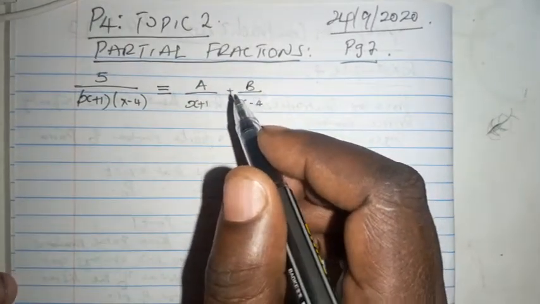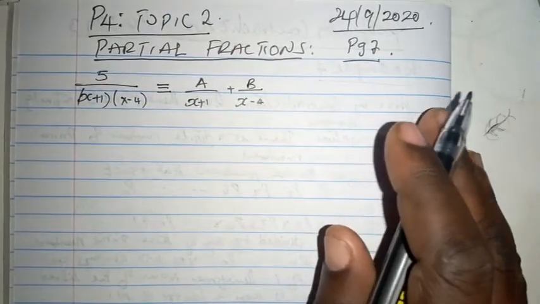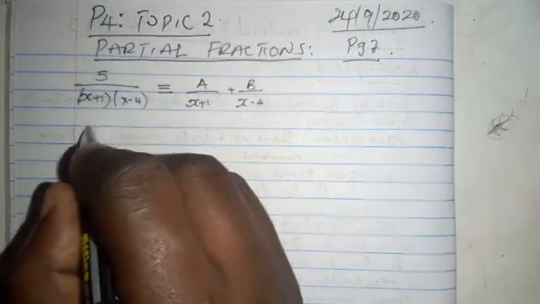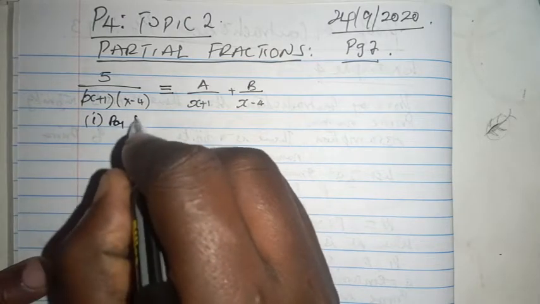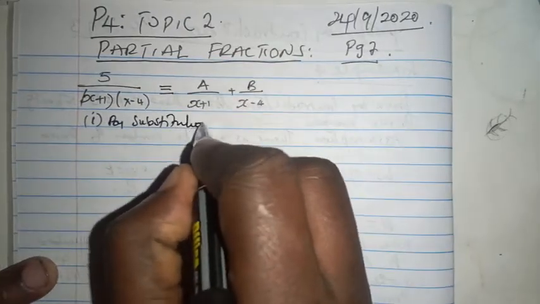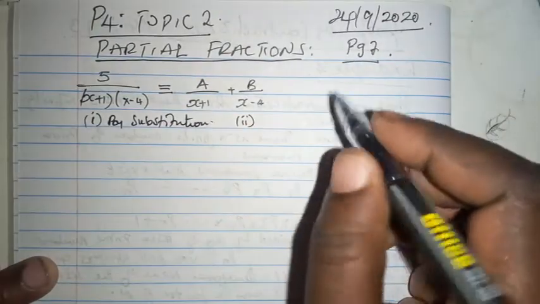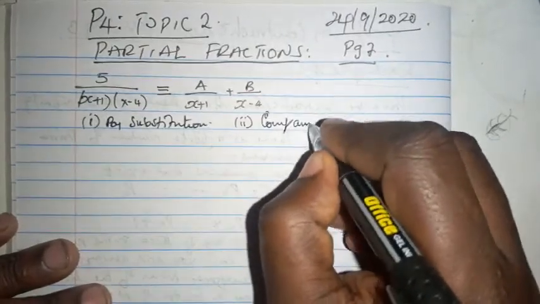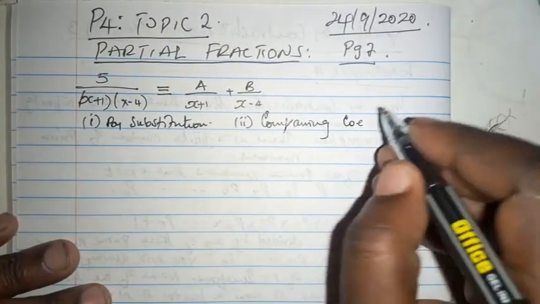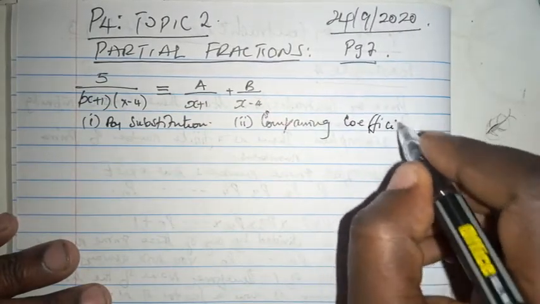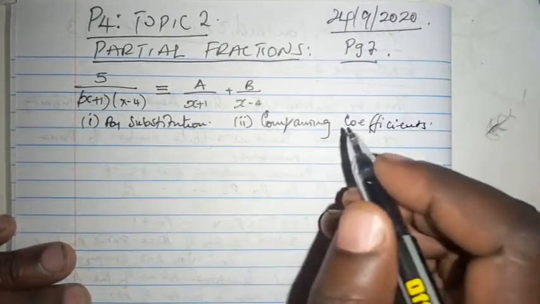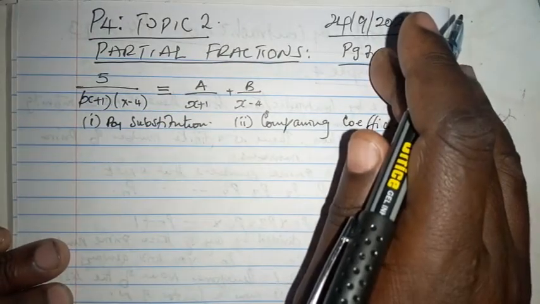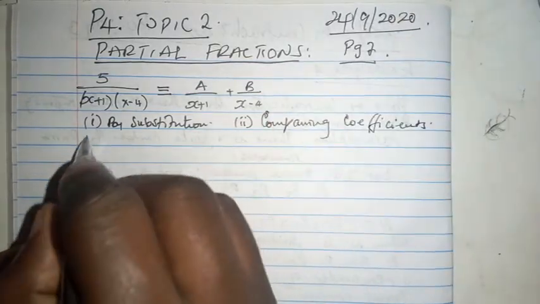We are told that there are two methods that can be used to find the constants a and b. The first method is by substitution. The second method is by comparing coefficients. Some books talk about equating coefficients, others talk about comparing, but I like comparing coefficients, and you'll see why. I want to go directly to example 1.